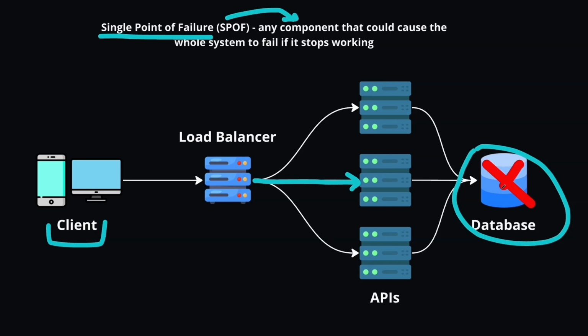Whenever this database goes down, all of these APIs won't be able to connect to the database, and because of that, they also won't function properly. And our clients won't be able to receive any response from the servers. So having single points of failure in your system is problematic because they can create vulnerabilities.